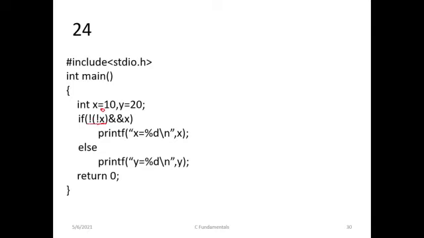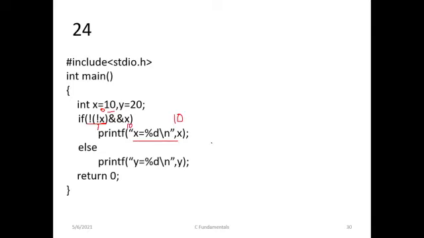Again, the unary operator has the higher priority, so this becomes 1, true. And what is the x value? 10. 1 and 10, true. So x is equal to, what is the x value? 10. 10 will get printed.